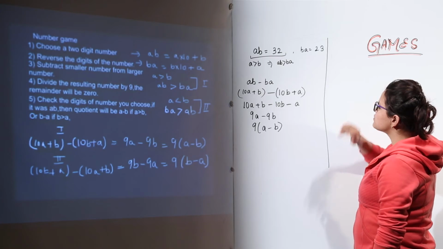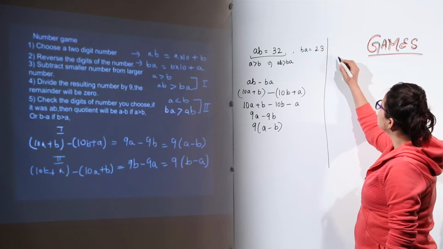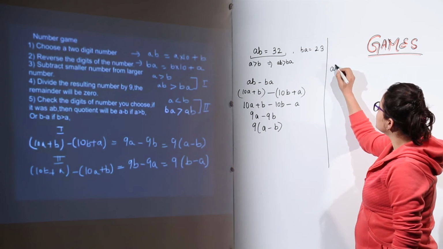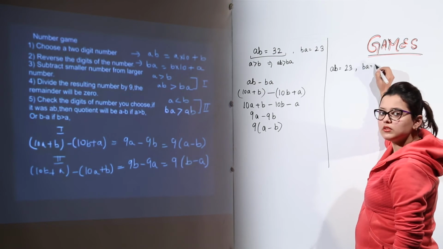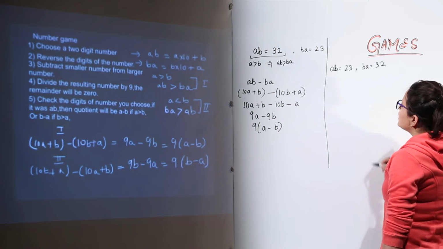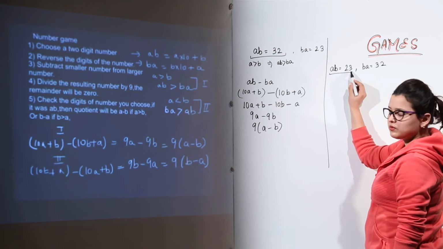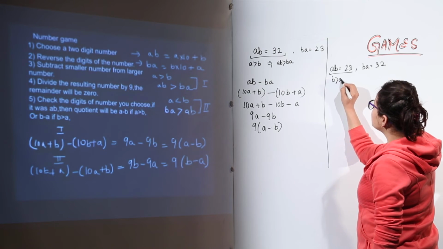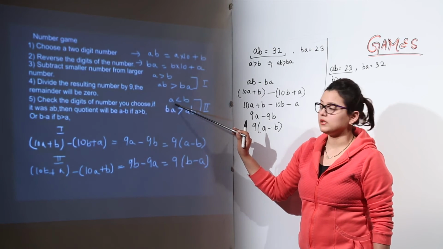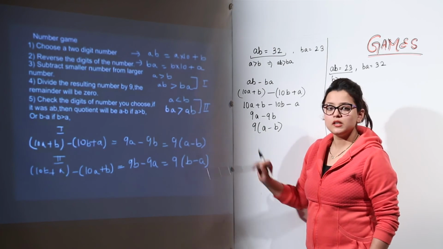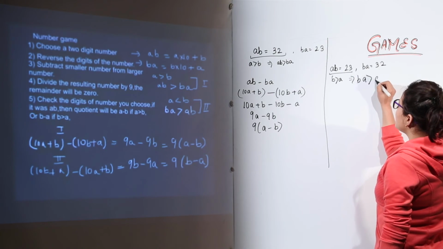Now if the other case would have happened, just as I have shown over here, let us check. If the other case would have been, that means AB would have been 23 and BA would have become 32, reversing the digits. Now you check your digits. Out of this, A is 2 and B is 3. That means B is coming greater than A. Now as I have shown, if B is greater than A, what will happen? Your BA is going to be greater than AB. So we write that here, BA is greater than AB.